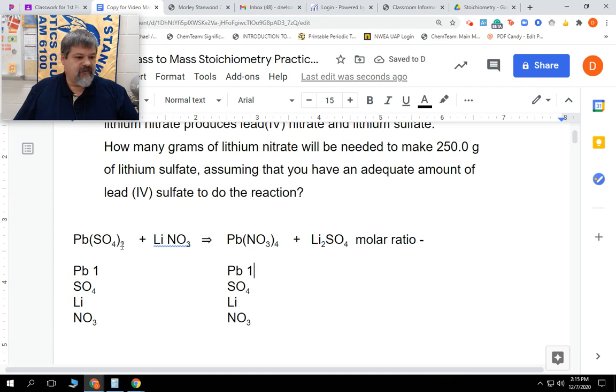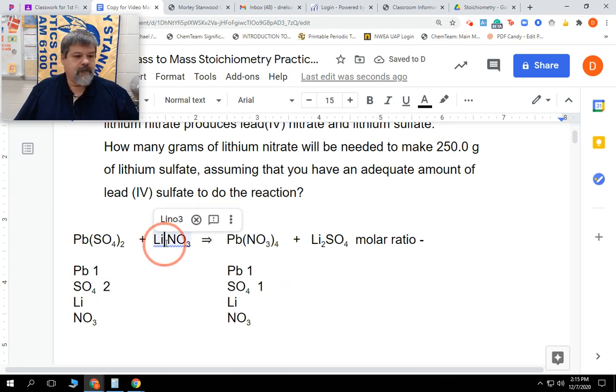Now sulfate, I have two sulfates. Again, what are we looking for? We're looking for the subscripts that are down here. Okay, so we're looking there, we have two sulfates. So we have two there. On this side, no parentheses. So we only have one sulfate.